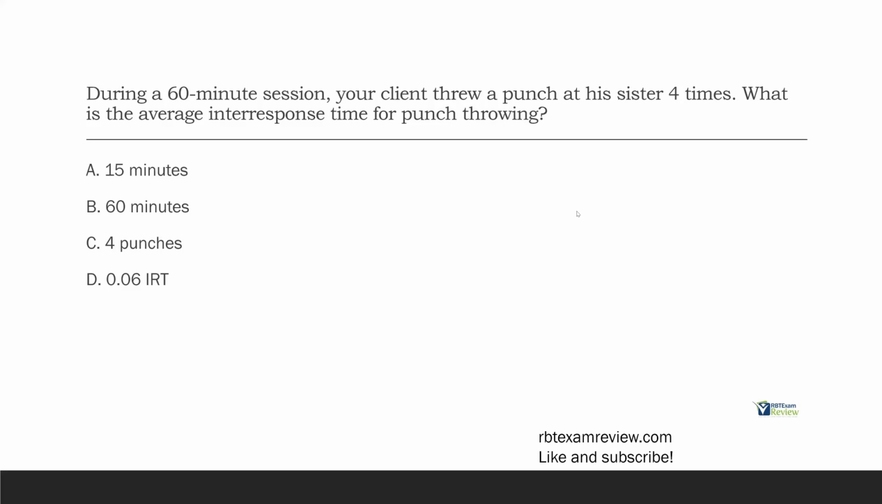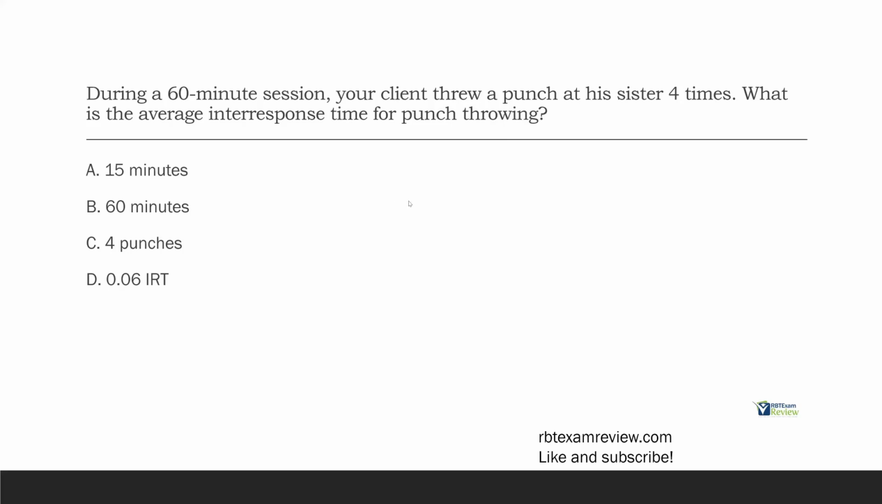Now remember, an average is just that. It's just the average amount of time in between these responses. Does it mean that every 15 minutes on the money, the client threw a punch? Not necessarily, but based on the information, if he threw 4 punches in 60 minutes, then on average, every 15 minutes, a punch was thrown. So you really need to know 2 things here.